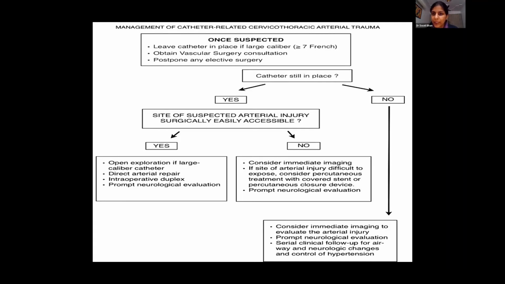However, if we have removed the catheter, then we should do imaging to evaluate the arterial injury, and we should do a prompt neurological evaluation. Serial clinical follow-up should be done for airway and neurological changes and control of hypertension.